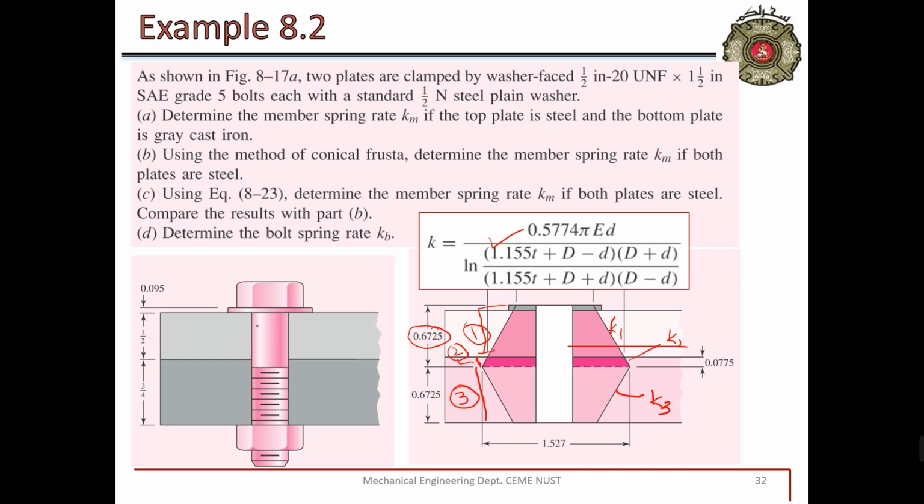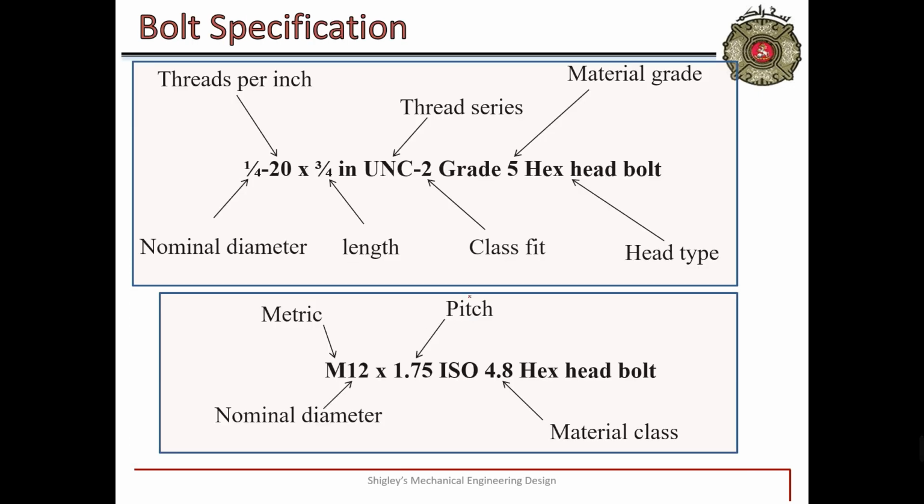Similarly for the bolt, we can calculate Kb from table 8.7. We have Km, we have Kb, and the remaining thing can be solved. And what is the remaining thing? We need to calculate C. Then we have bolt specification. This specification gives complete detail about a bolt that is being used for a joint.